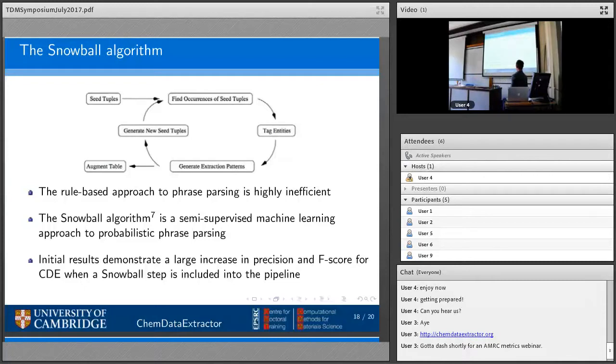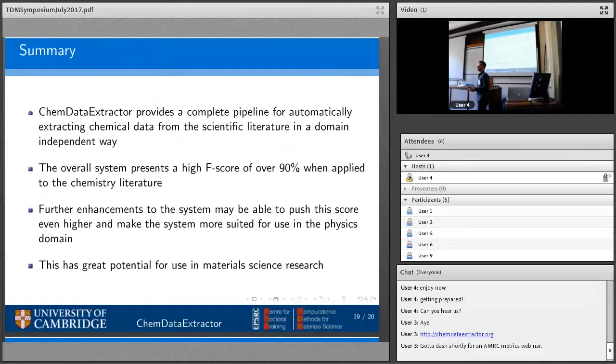So to sum up, ChemDataExtractor is this comprehensive toolkit for extracting chemical information from scientific documents. It presents a very respectable F-score in comparison to other tools. And with further enhancements, it will improve its performance for the other domains in material science. Of course, as we all know, that presents a great opportunity for furthering our understanding in material science research. Thank you very much for listening. Any questions?